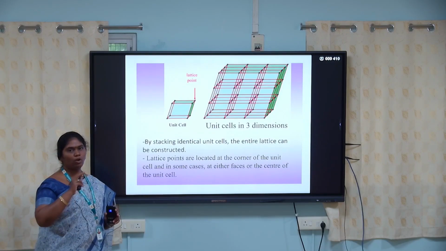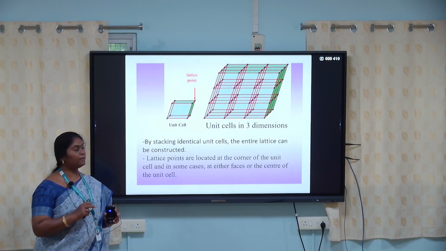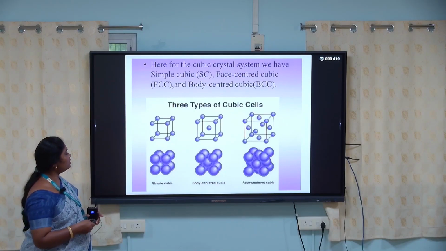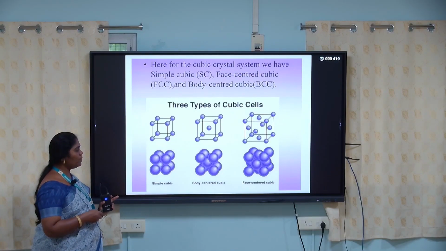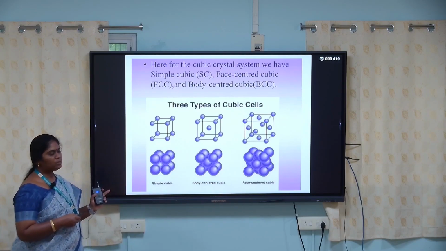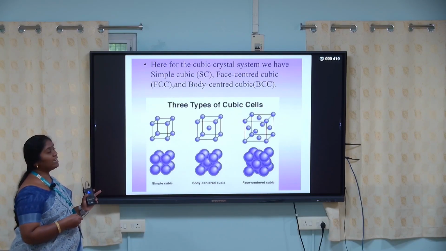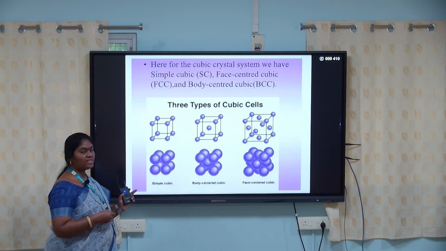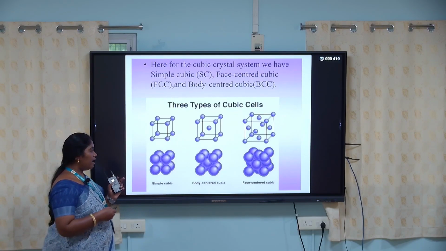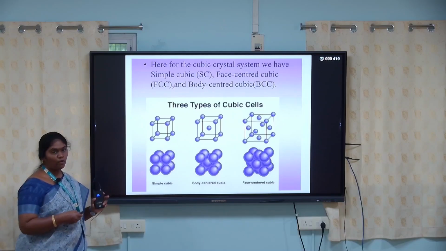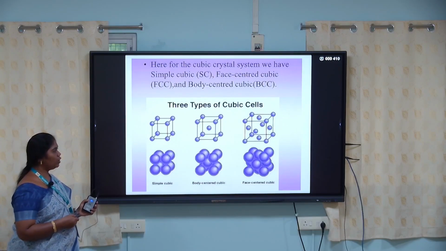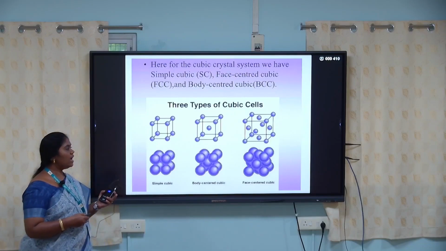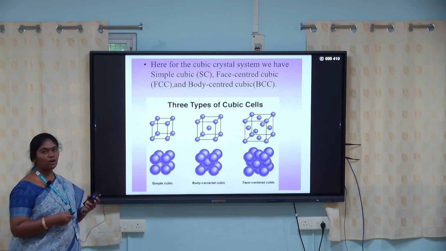So in a simple cubic structure, the lattice points are at the corners. So these are all the three types of cubic cell. So in a cubic cell, there is arrangement of atoms at the corners, that is called simple cubic, and there is arrangement of atoms at the corners as well as at the center of the body, that is called body center cubic, and there is arrangement of atoms at the corners as well as at the center of the face.